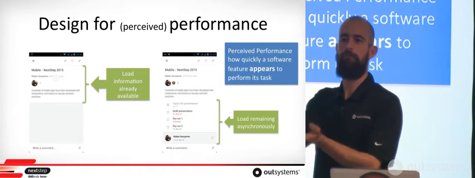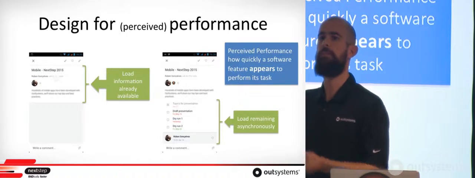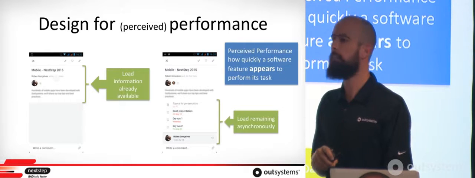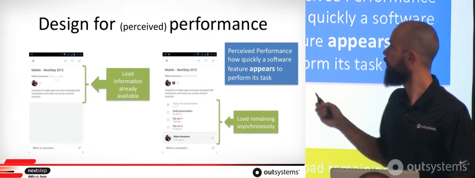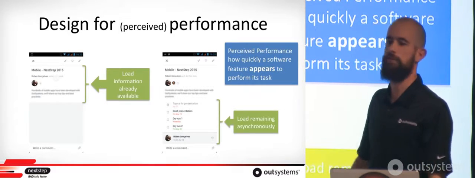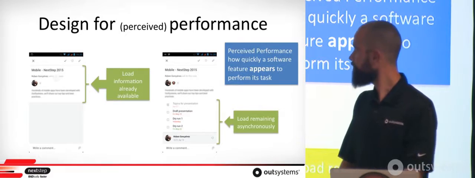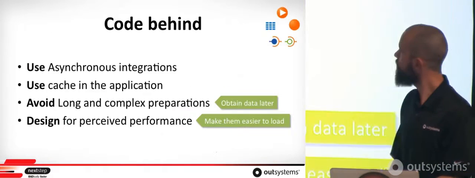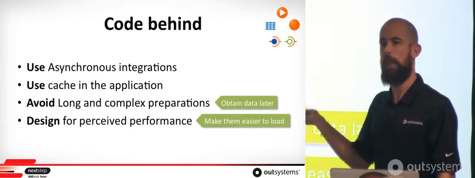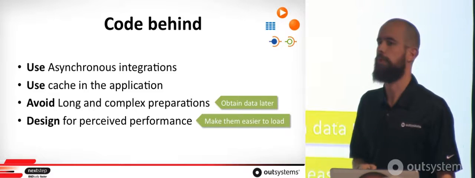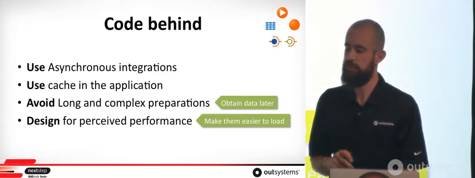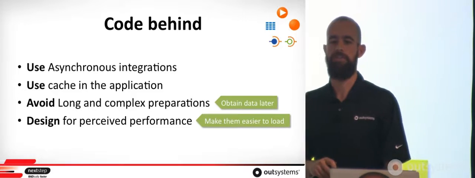In our case, we fetch the minimum information that we want to display on the screen. And then it starts to fetch the remaining information later on. So the user is immediately seeing information, is immediately seeing the screen, and they are still fetching the remaining of the information. So a recap on this chapter is use asynchronous integrations whenever you can. If you can't, use cache in the application, or use cache on those integrations. Avoid long and complex preparations, and design for perceived performance.